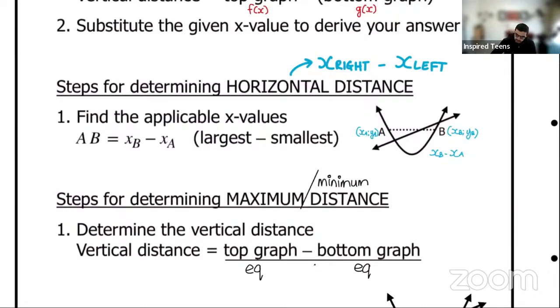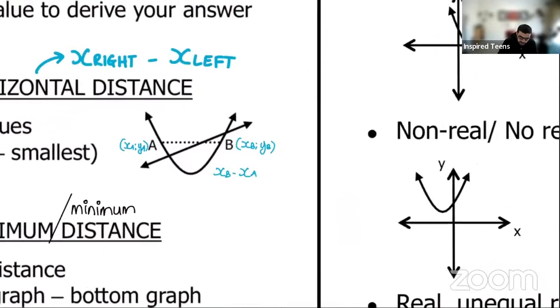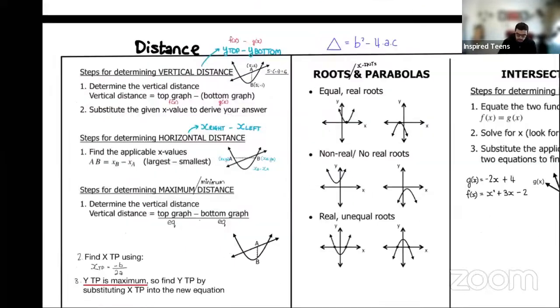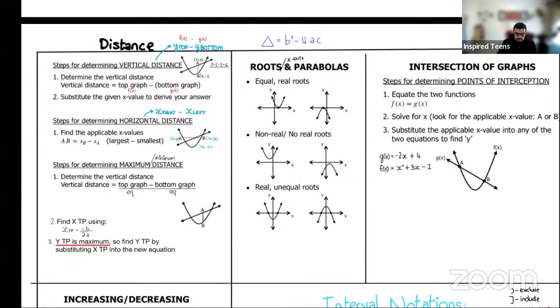So in this case here I just gave them coordinates, xb and yb, and xa and ya. You would just have xb minus xa to get the horizontal distance. The right x value minus the left x value, to calculate the horizontal distance.